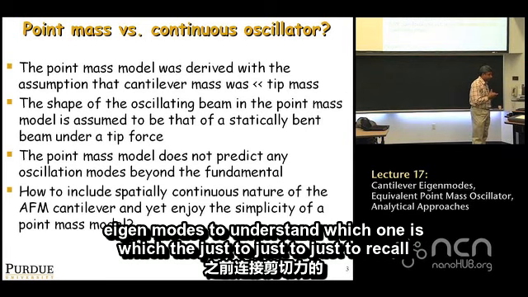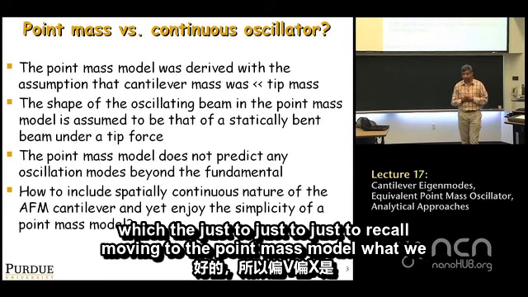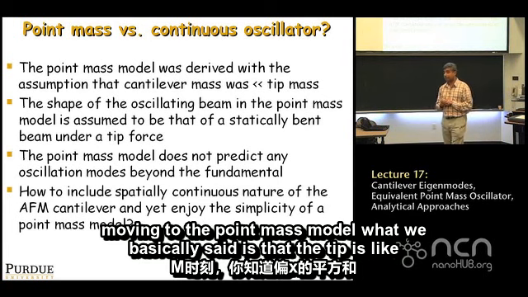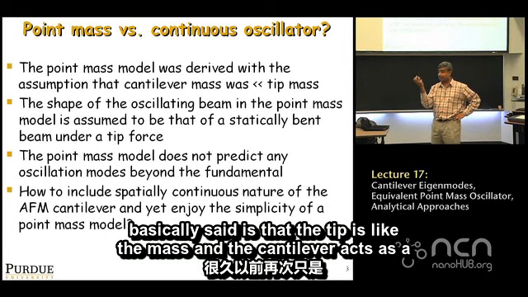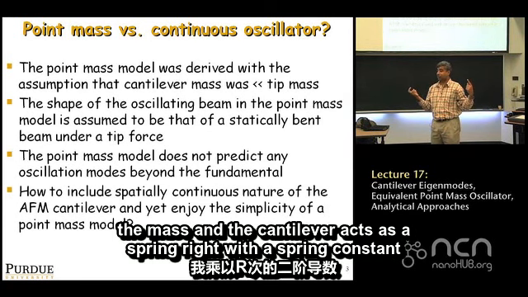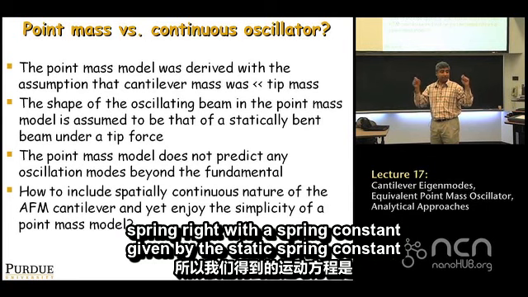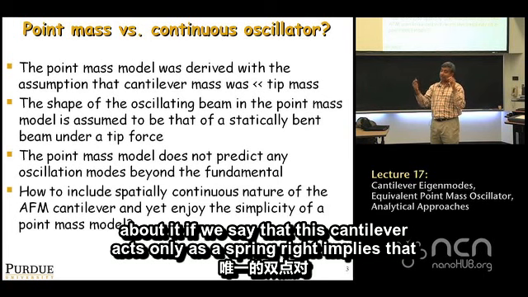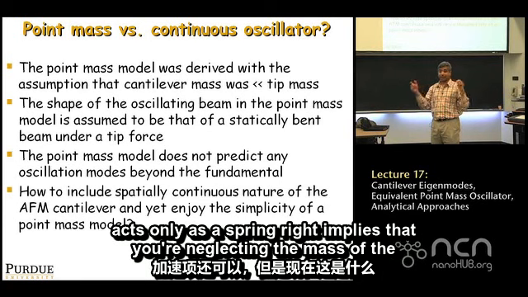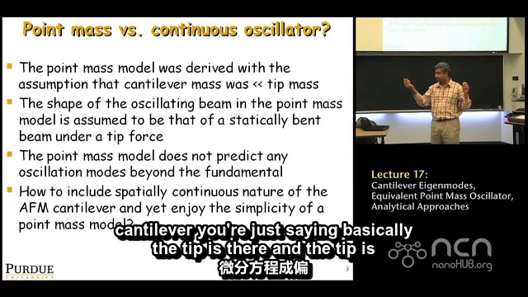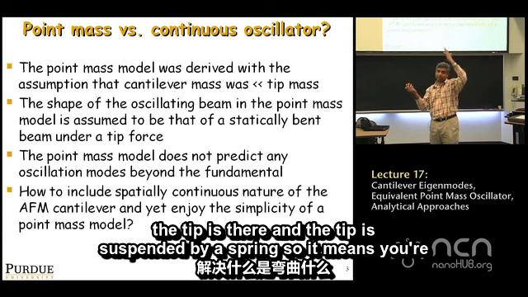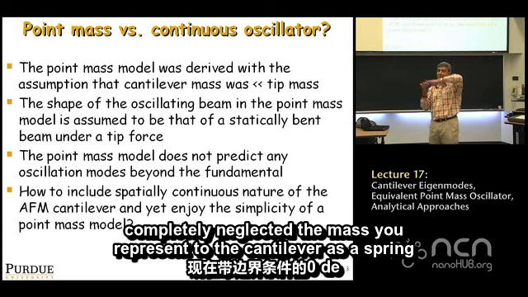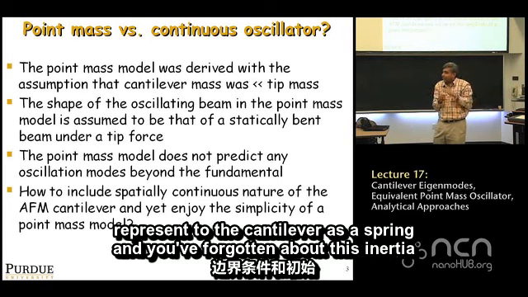Just to recall, when we did the point mass model, what we basically said is that the tip is like the mass, and the cantilever acts as a spring, right? With a spring constant given by the static spring constant, right? But that assumption, if you think about it, if we say that this cantilever acts only as a spring, implies that you're neglecting the mass of the cantilever. You're just saying basically the tip is there and the tip is suspended by a spring. So that means you've completely neglected the mass. You represented the cantilever as a spring and you've forgotten about its inertia.